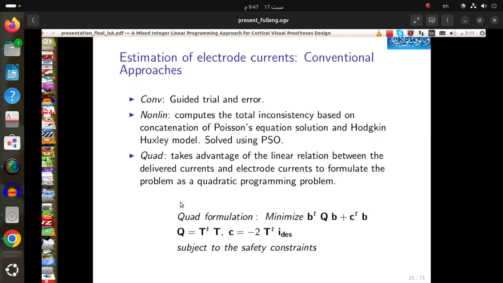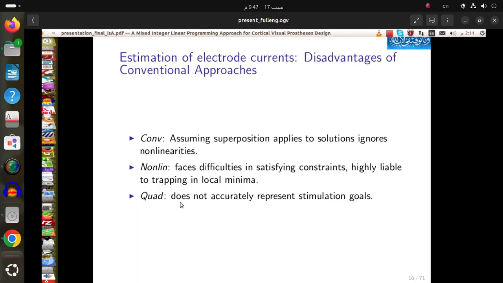The disadvantages of these approaches are as follows. The conventional approach assumes that superposition applies. If we know the current that, if injected through each electrode, excites a certain phosphene, and we want all phosphenes to be excited together, we excite the electrodes together with the recorded currents. This is not accurate actually, because when we inject a certain current in an electrode, it results in a phosphene at a certain location, but this does not mean that the other neurons corresponding to other phosphenes are not affected at all.